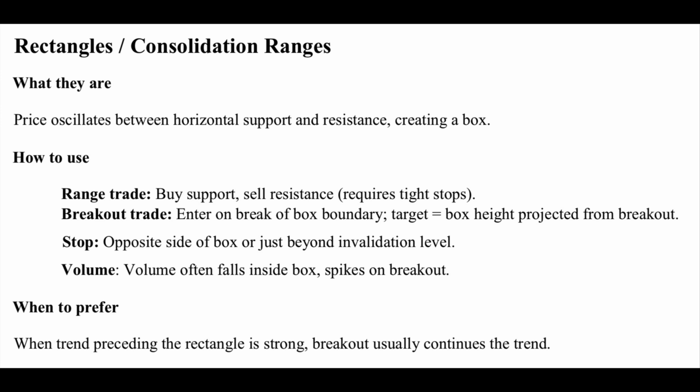Rectangles, consolidation ranges. What are they? Price oscillates between horizontal support and resistance, creating a box. How to use: range trade. Buy support, sell resistance. Requires tight stops. Breakout trade: enter on break of box boundary. Target equals box height projected from breakout. Stop: opposite side of box or just beyond the invalidation level.